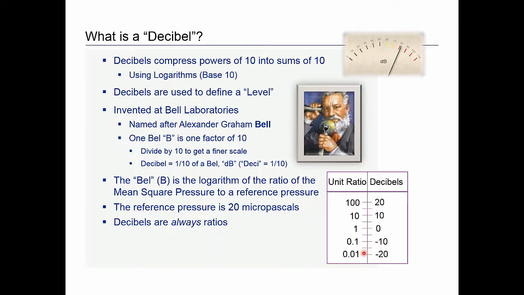And this little graph on the bottom corner shows how it ranges from 0 decibels is a ratio of 1, and then every factor of 10, you add 10 decibels. So if I go to a factor of 10 higher, it's adding 10 decibels. A factor of 100 higher, it's 20 decibels, and so on.